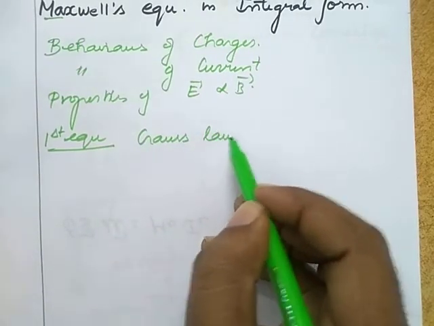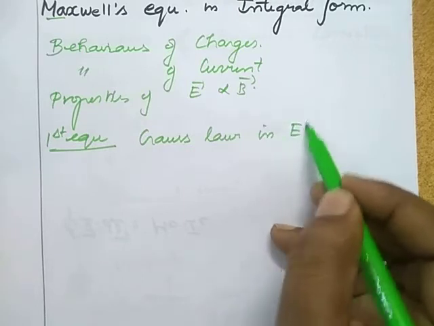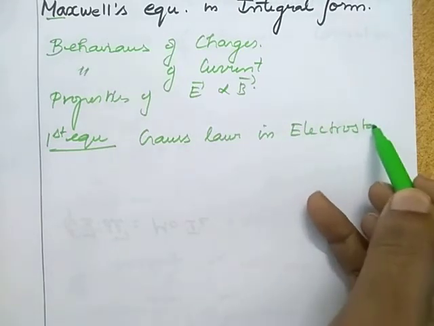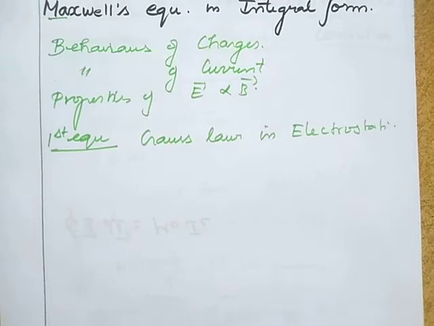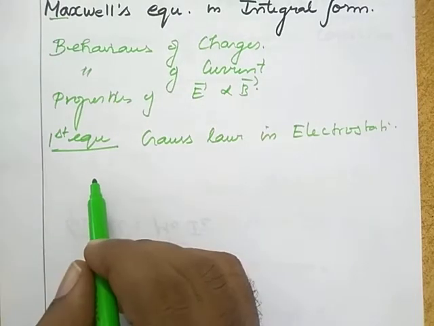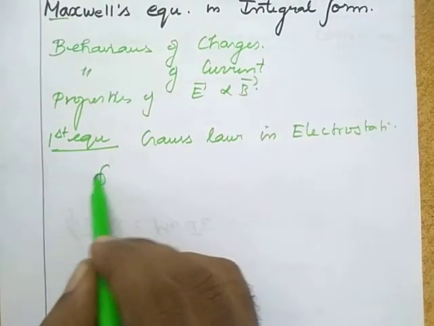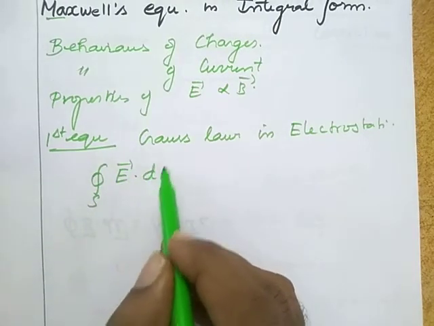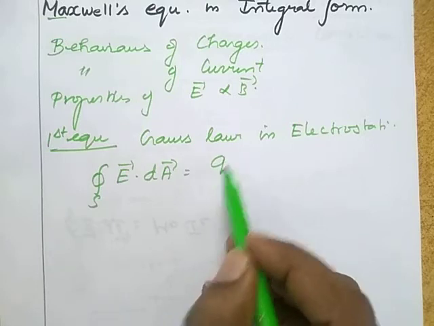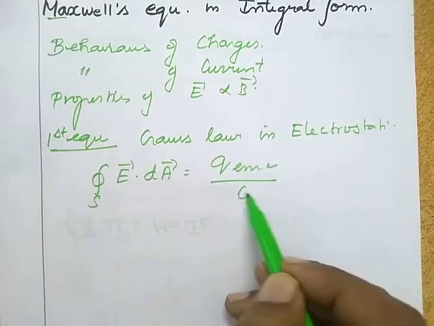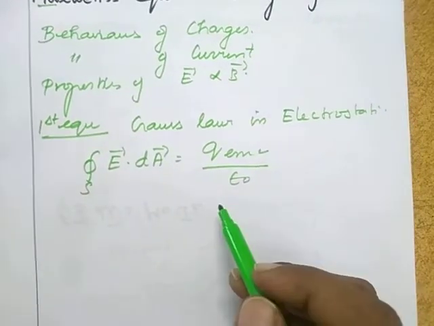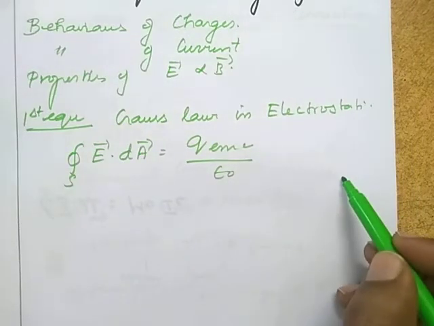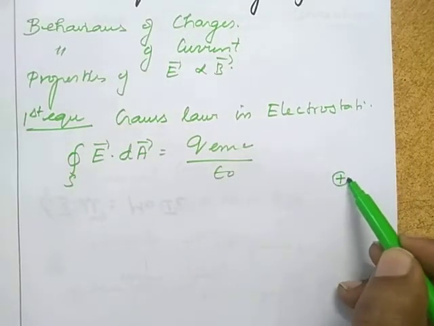Gauss law in electrostatics. We know Gauss law relates net electric flux to the net electric charge. That can be mathematically written as closed integral of E vector dot dA vector is equal to Q enclosed by epsilon naught.